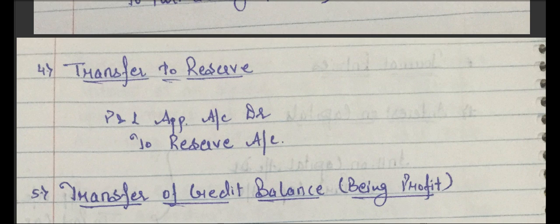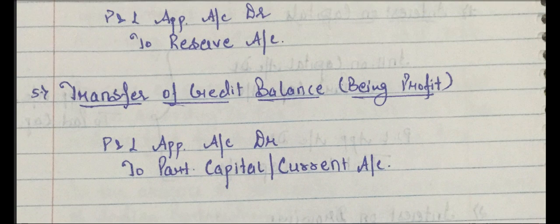Then we have transfer to reserves. It is P&L appropriation account debit to reserve account, because the partner's capital account is nowhere involved in this. We are setting aside some amount out of the profits for the reserves. We are not paying to the partners. Then the transfer to partners' account, credit balance being profit, it is P&L appropriation account debit to partners' capital or current account.